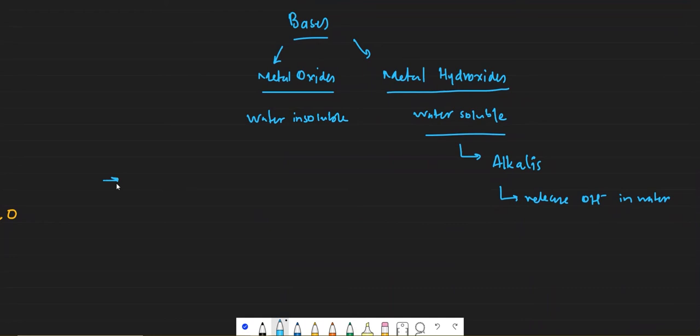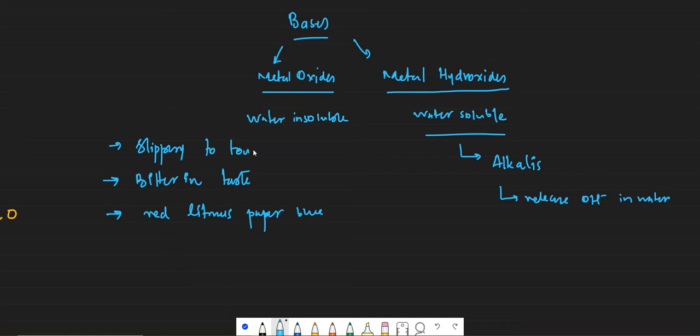Getting down to their properties, we need to know that they are bitter in taste. They turn red litmus paper blue. They are slippery to touch. Those are some physical properties.